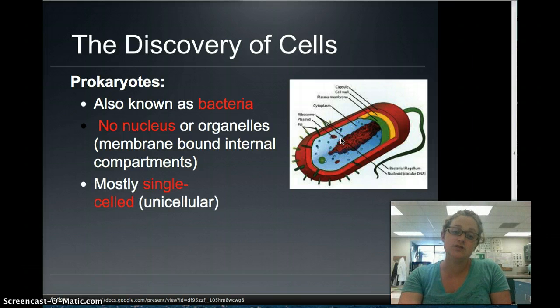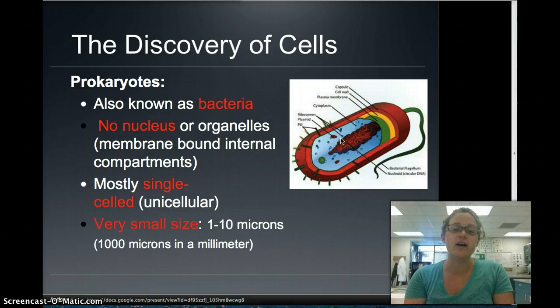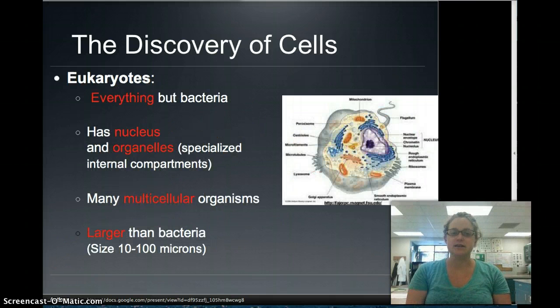These are mostly single-celled or unicellular organisms, and they're very, very small. Think about bacteria. We can't see the bacteria we're washing off of our hands, or that's on the door, or that you sneeze into the air when you have a cold. They're very small. They're 1 to 10 microns, and there's 1,000 microns in a millimeter. So in 1 centimeter, you could have lots and lots of bacteria. So prokaryotes.